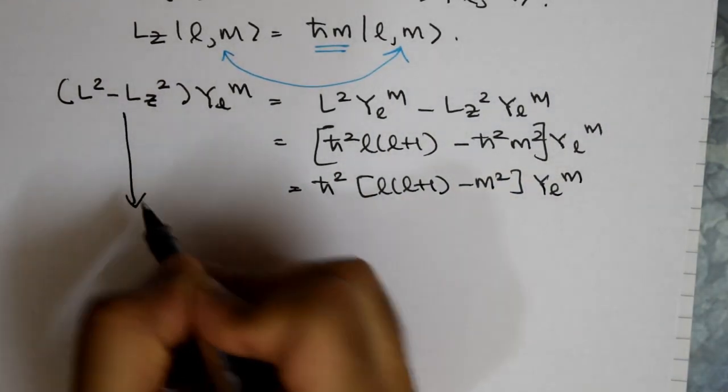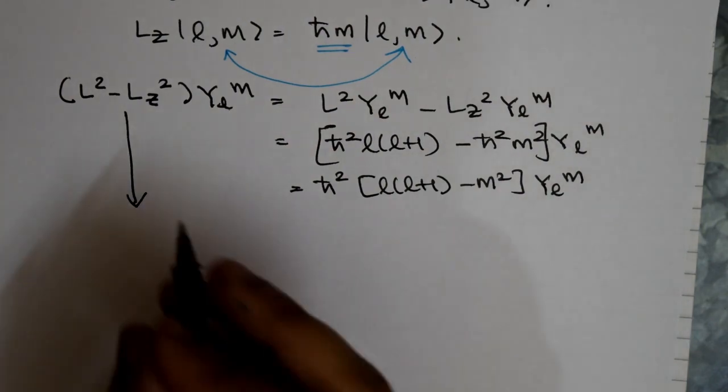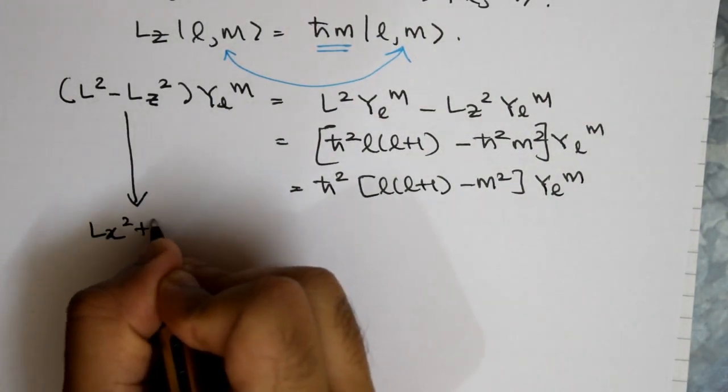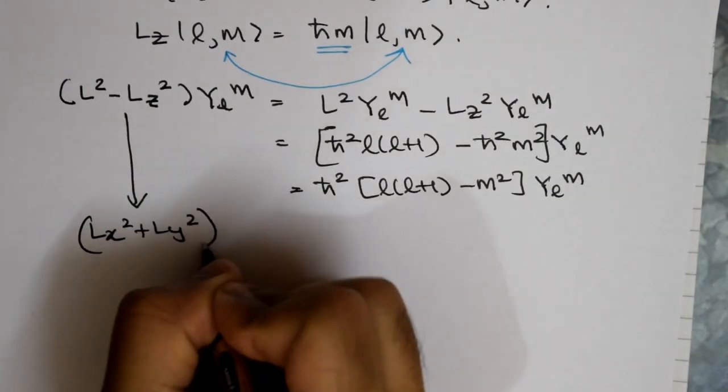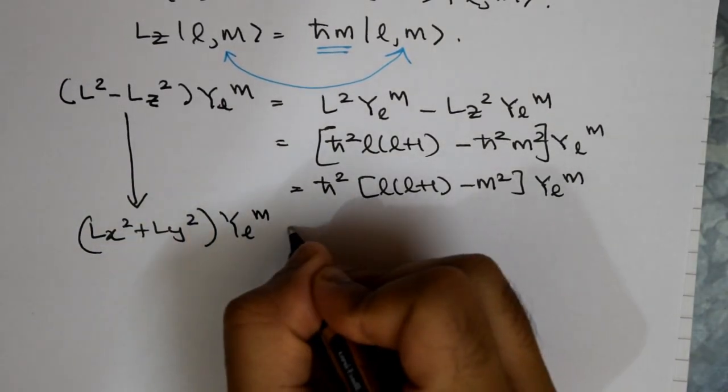But remember, L squared minus Lz squared is also Lx squared plus Ly squared. How did I write it? L squared is nothing but Lx squared plus Ly squared plus Lz squared, and if you subtract Lz squared from it, you will end up getting something like this.